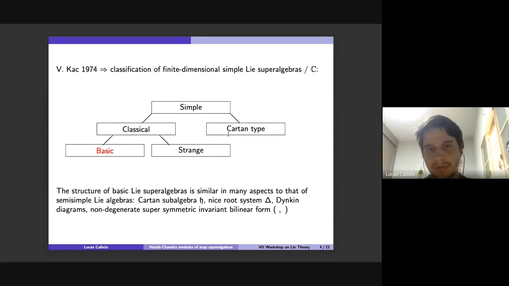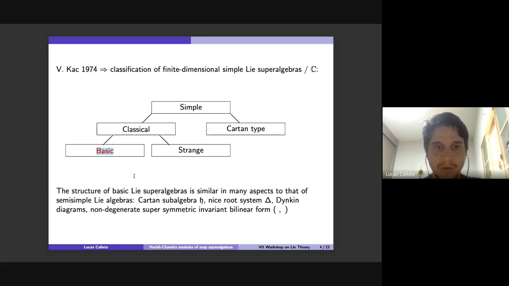So it's not as in the Lie algebra case. Here we have simple finite dimensional Lie superalgebras, and we have those which are of Cartan type, and we have classical ones, right? In the class of classical, we have the so-called basic ones. This is the class that I'm mostly interested in today, because this class of Lie superalgebras behaves very much like semisimple Lie algebras, and we can use many ideas and results from the non-super case.